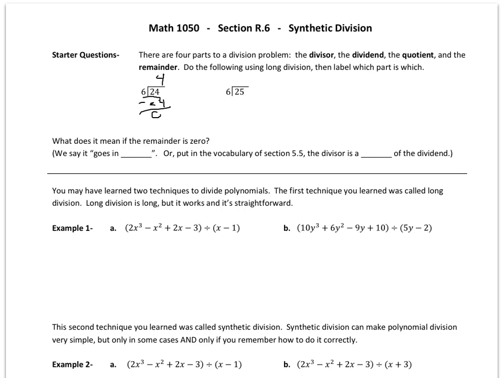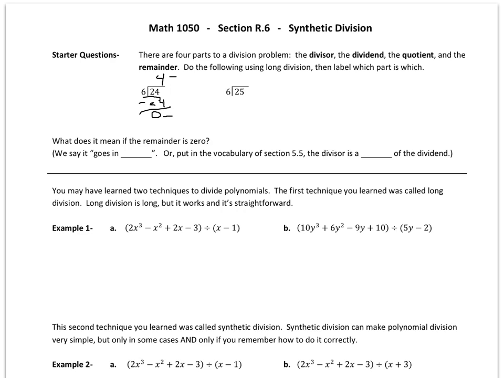Okay, and our remainder is 0. All right, so now let's label our parts. Which is the divisor, which is the dividend, and which is the quotient, and which is the remainder? Don't everybody speak at once, please. What's what? Any of those 4? Okay, the quotient is 4. There's our quotient. Remainder is 0.